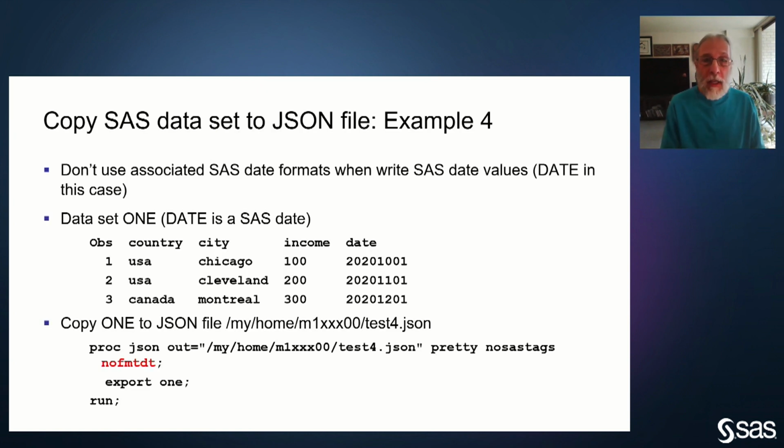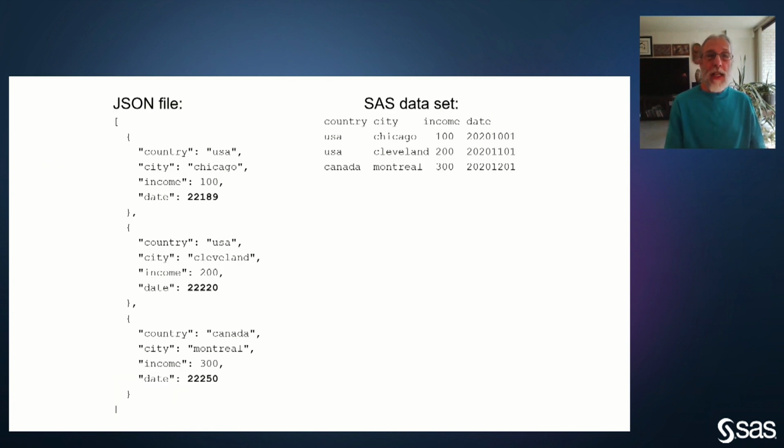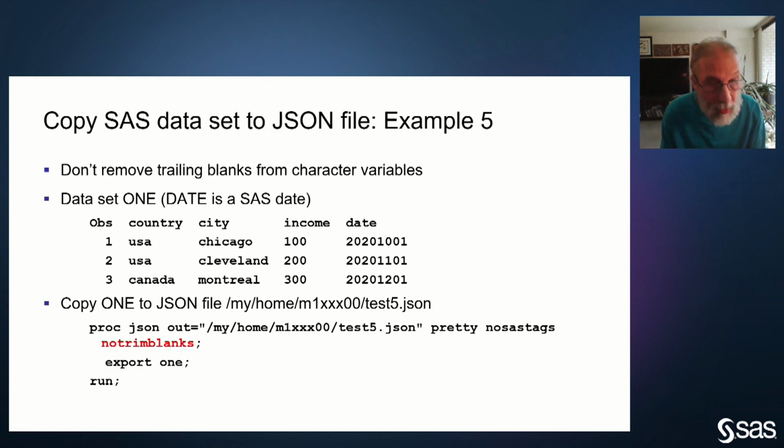Okay, next example. Let's use the no format date option in PROC JSON so that the dates are written just as raw SAS date values instead of using the formatting associated with the variable. And now you can see in the JSON file that the 3 values for date are just raw SAS date values, which might or might not be useful.